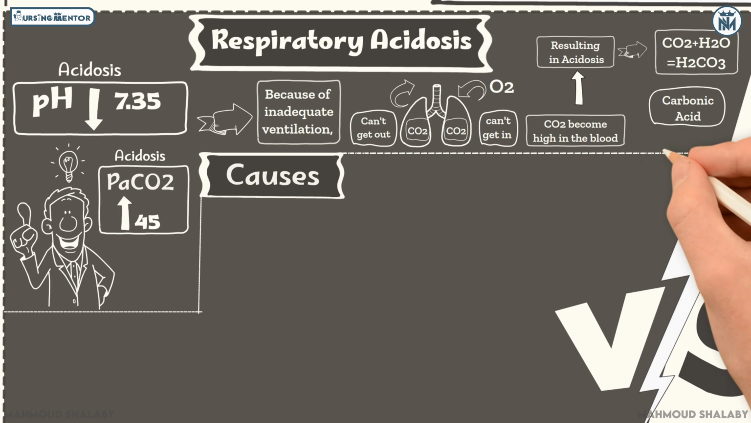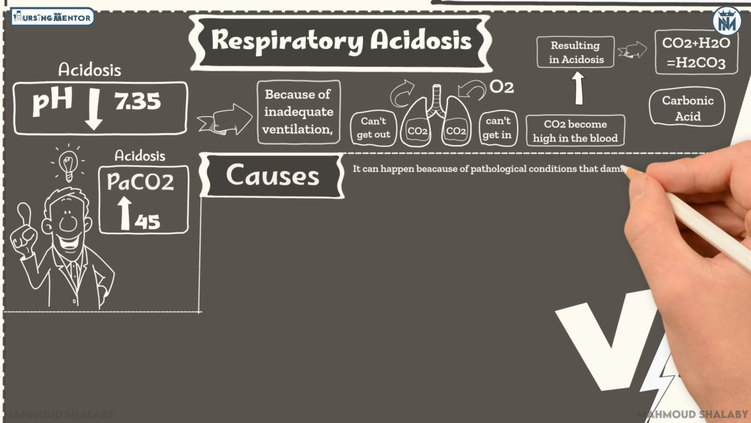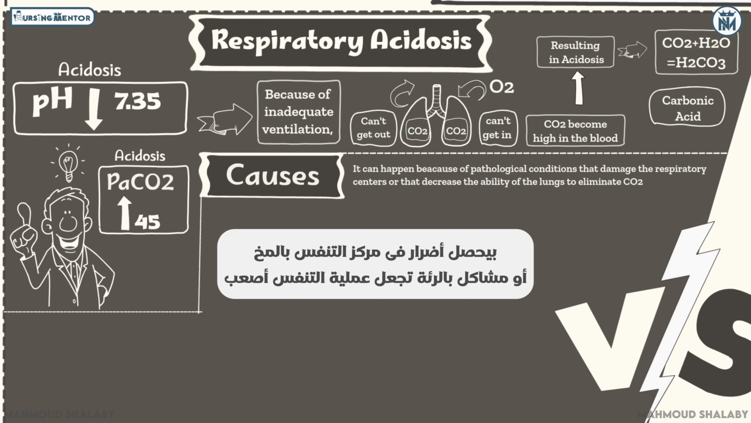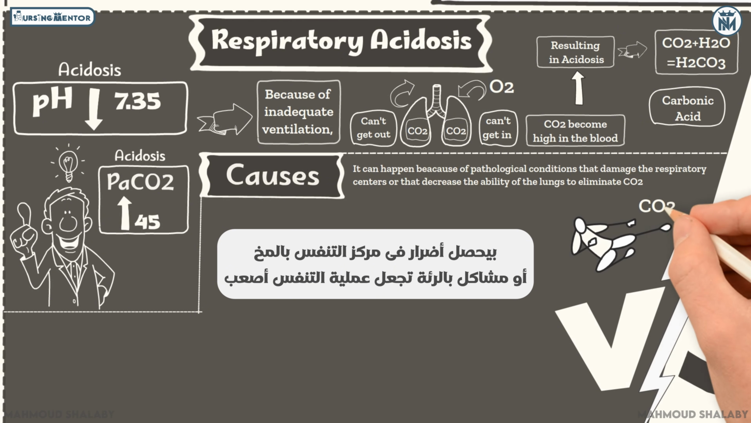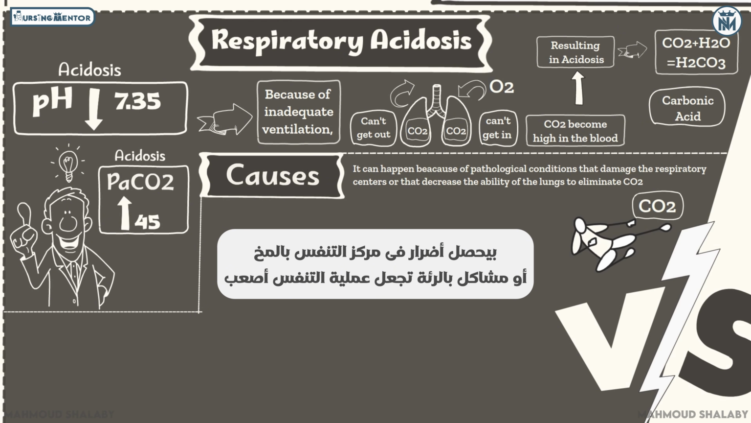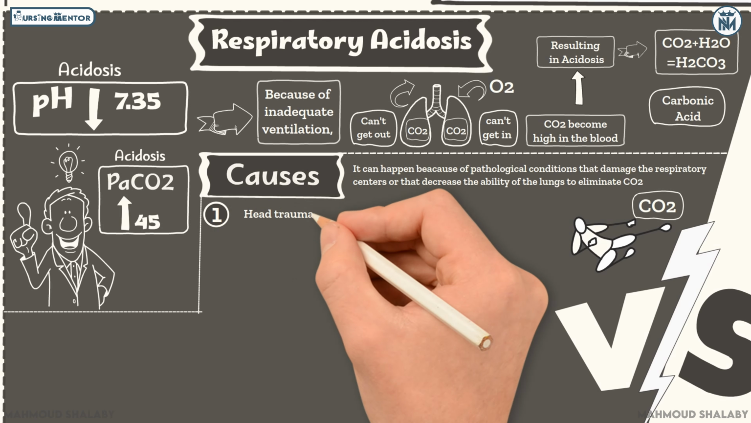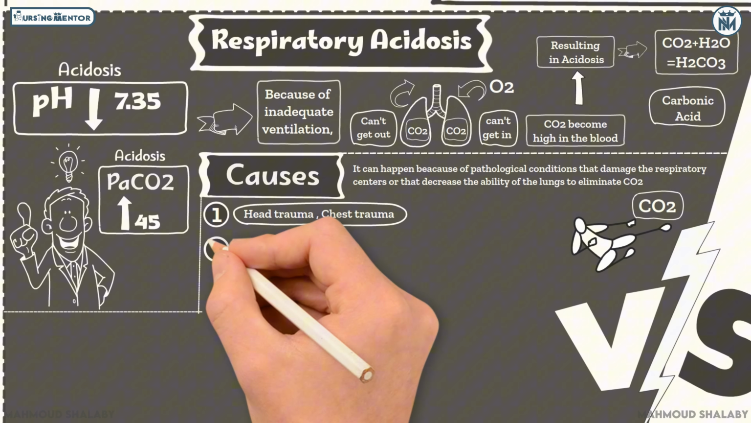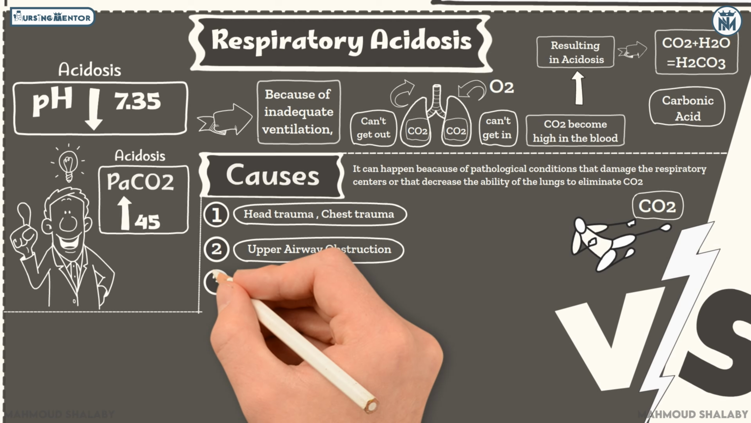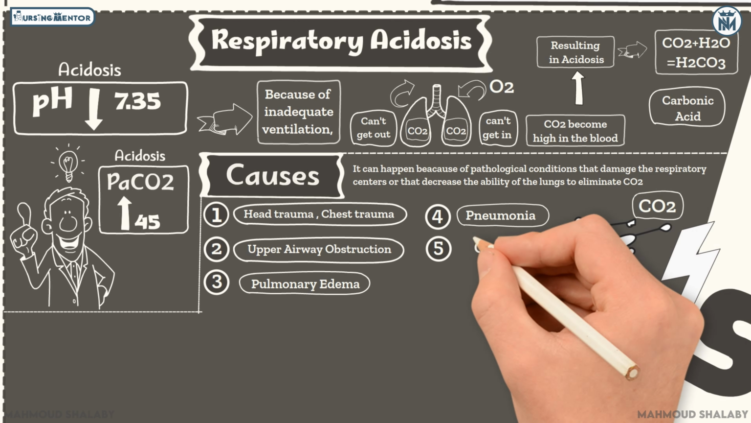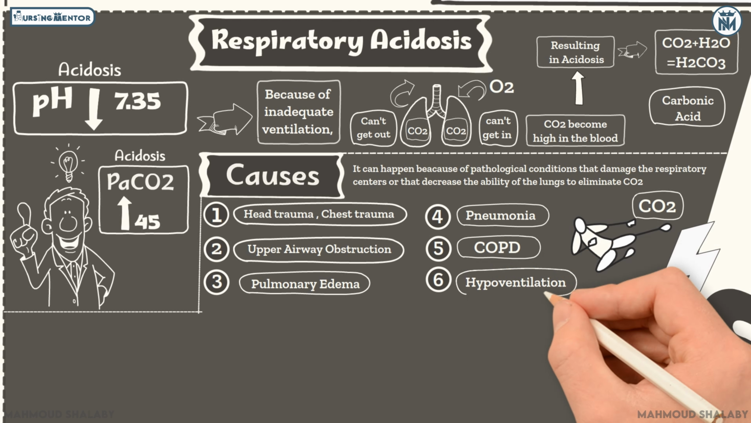Causes of respiratory acidosis. It can happen because of pathological conditions that damage the respiratory centers or decrease the ability of the lungs to eliminate carbon dioxide, CO2. For instance, head trauma, chest trauma, upper airway obstruction, pulmonary edema, pneumonia, COPD, hypoventilation.